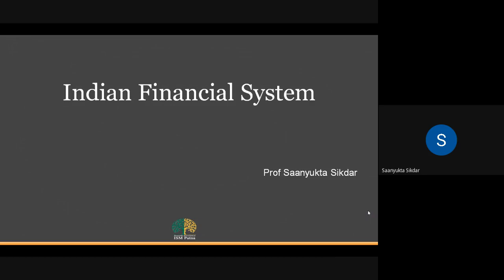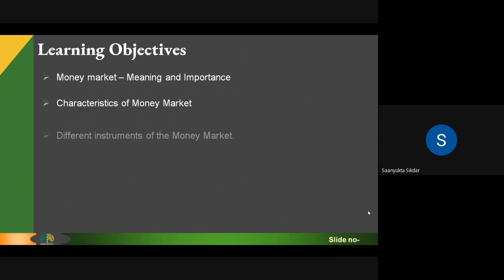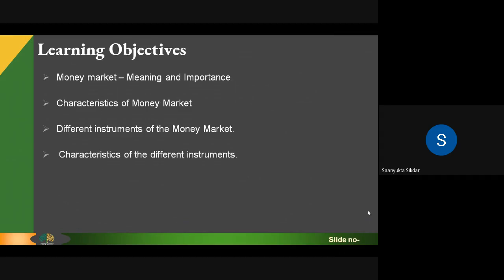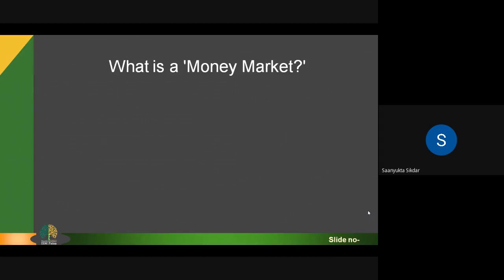We are going to start in this lecture the meaning of money market, the importance of money market, what does money market mean, characteristics of money market, and we'll talk about the different instruments of the money market as well. What are the different characteristics of the different instruments? Now, what is money market?